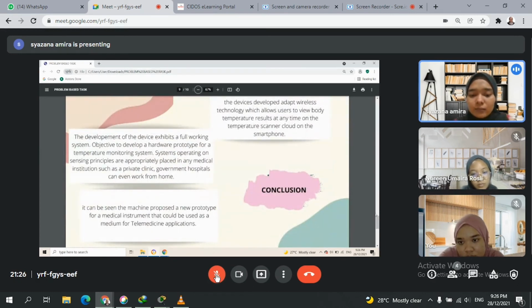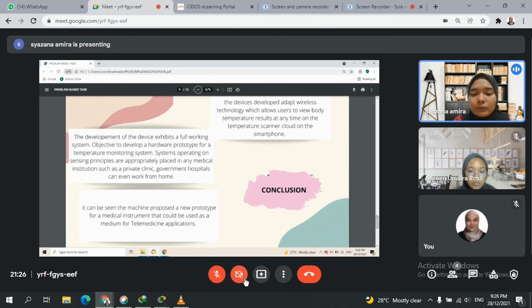And then the last one is the conclusion. There are three main conclusions that can be drawn from this project. First, the development of the device exhibits a full working system. The objective is to develop a hardware prototype for a temperature monitoring system operating on the sensing principle, appropriate to be placed in a medical institution such as a private clinic or government hospital, and it can even work from home.